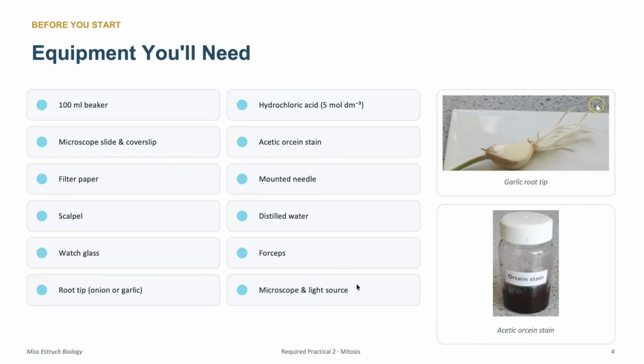So here's the equipment that you would typically need. In an exam, they wouldn't expect you just to remember an equipment list off by heart. They're more interested in, if they told you a piece of equipment, could you then say what you use that piece of equipment for?